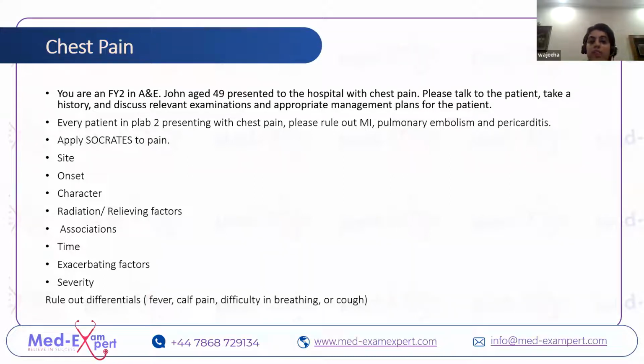And on the scale of 1 to 10, if the patient is already saying it's the worst pain, don't ask the patient to scale the pain. That sounds very vague. That sounds very scripted.